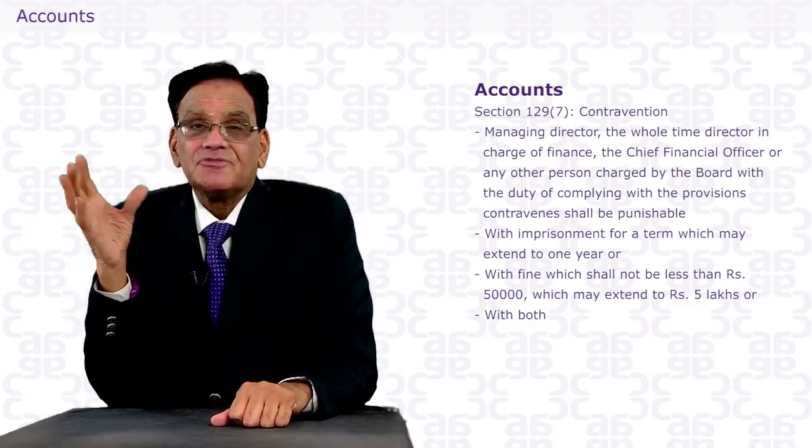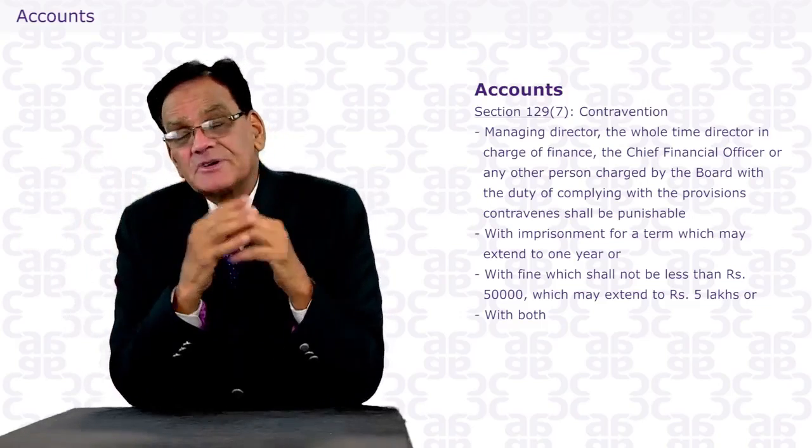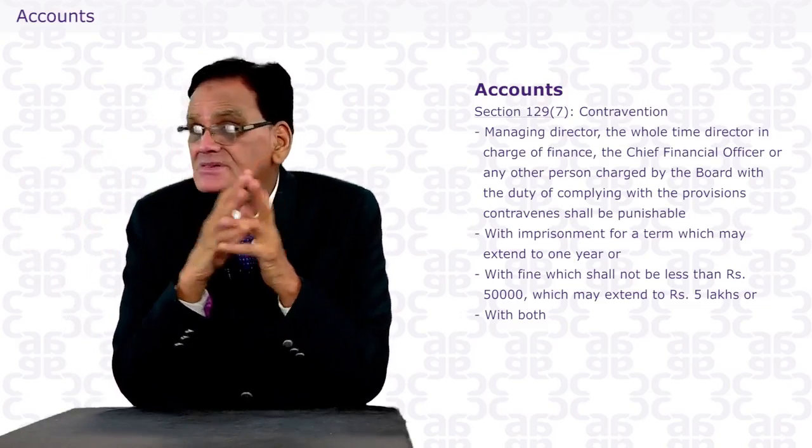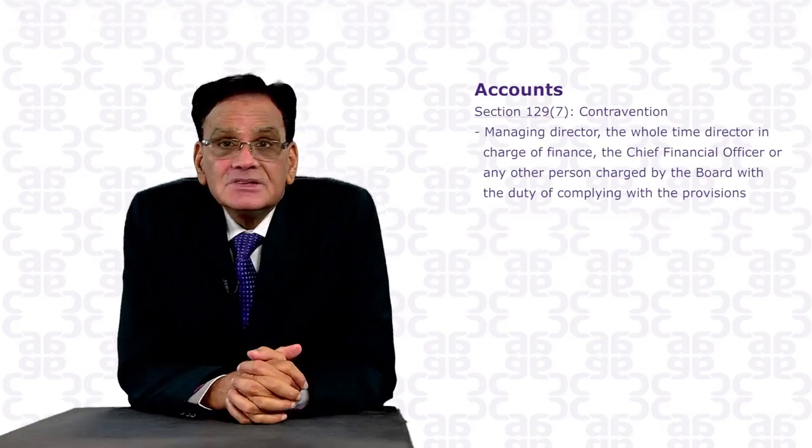So this is section 129. The government has the power to exempt, and this is the amount of the penalty. This is 129.